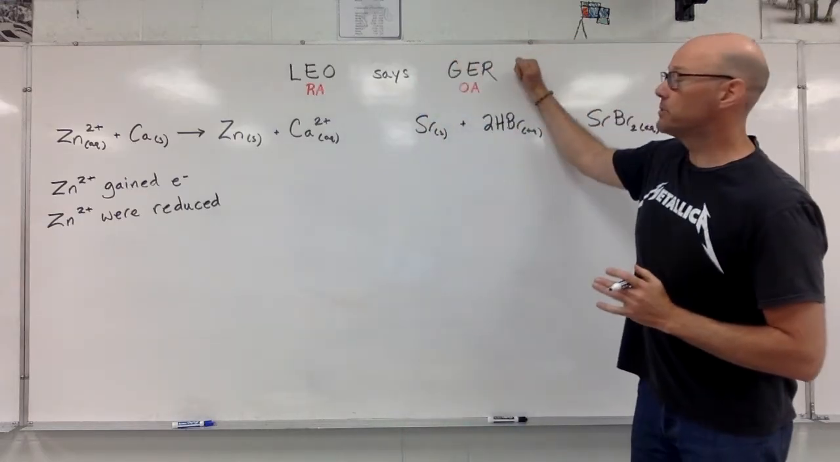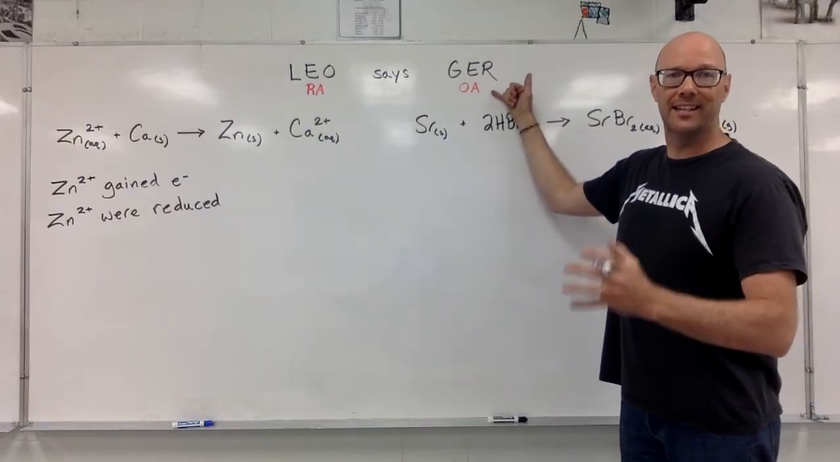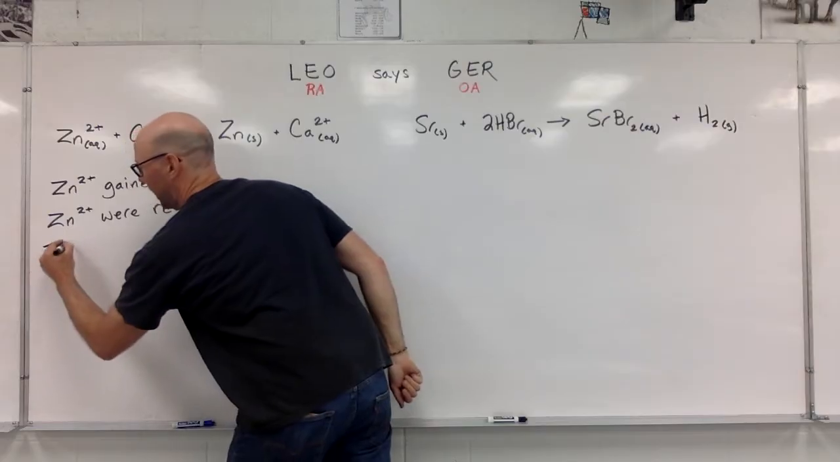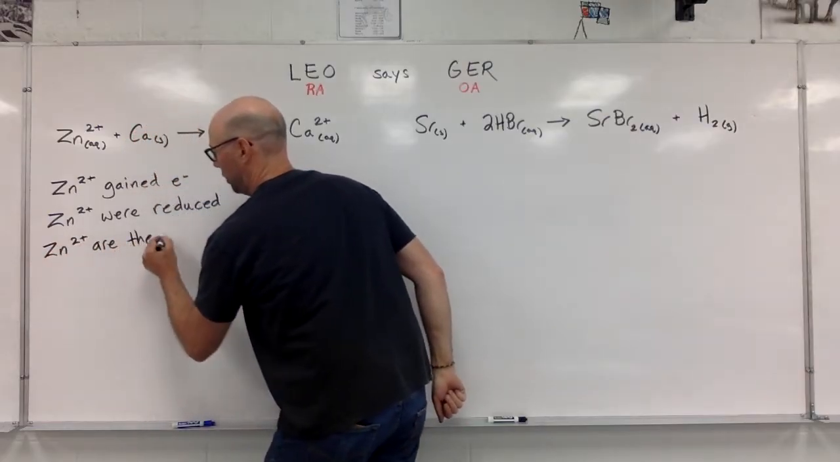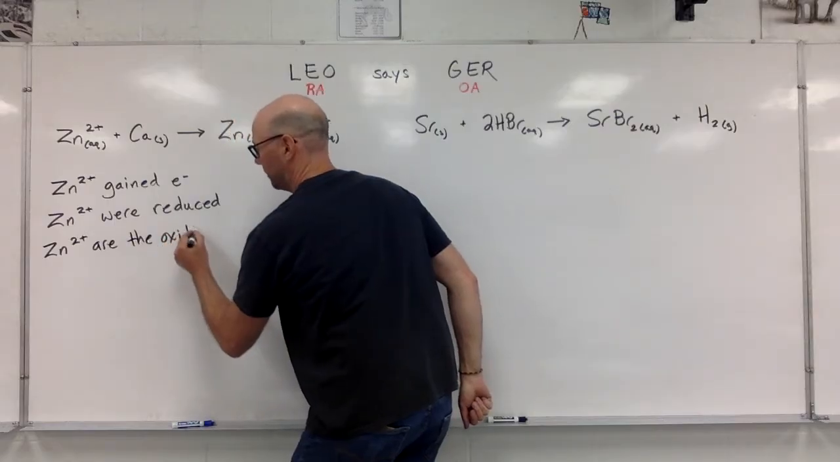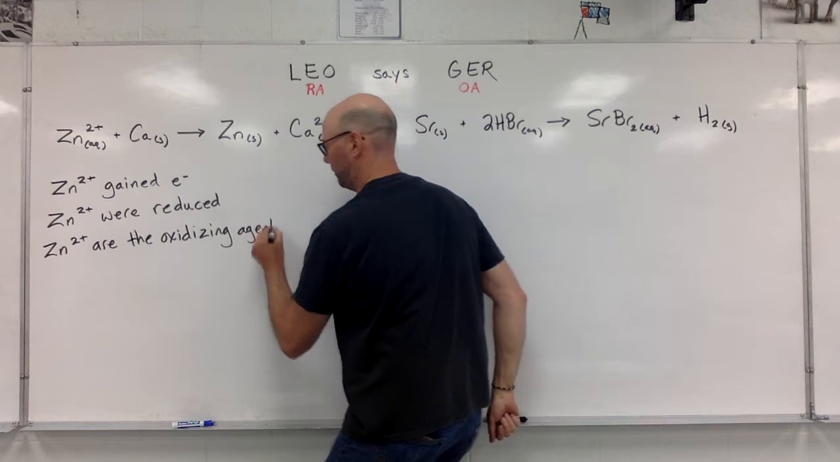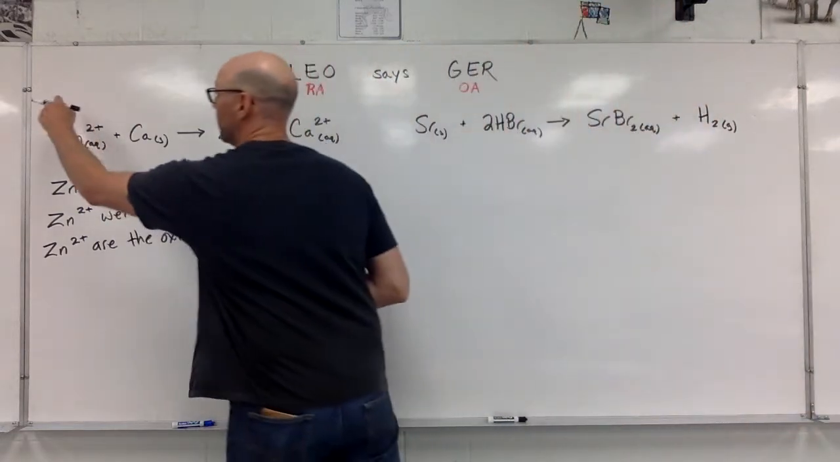Finally, the substance that is reduced we call the oxidizing agent. So these zinc ions are the oxidizing agent. I'm going to go ahead and label that here as the OA.